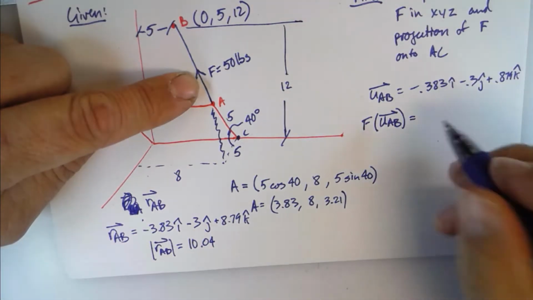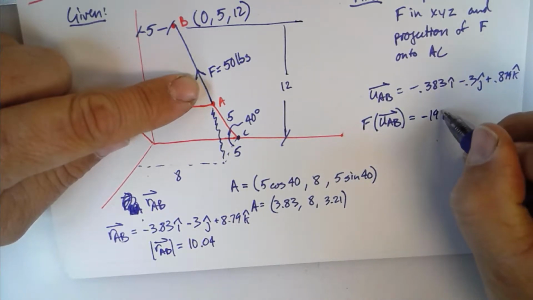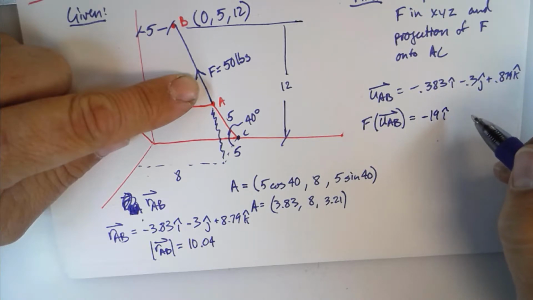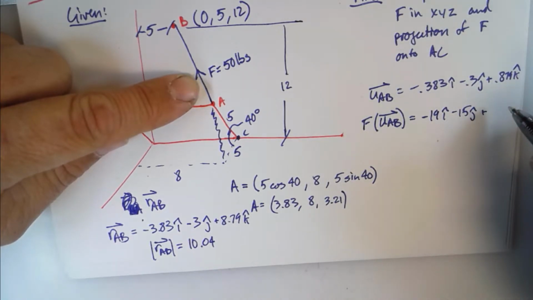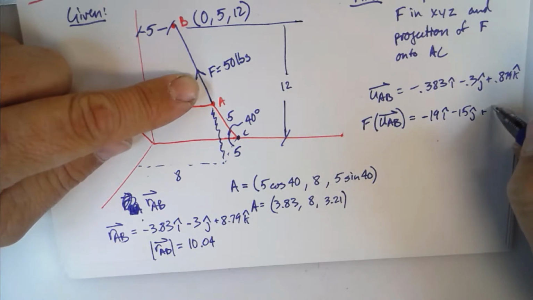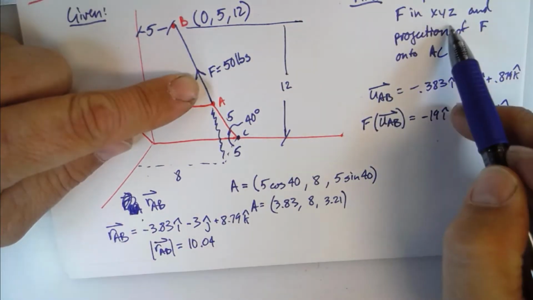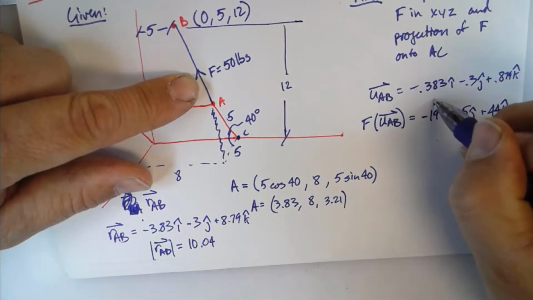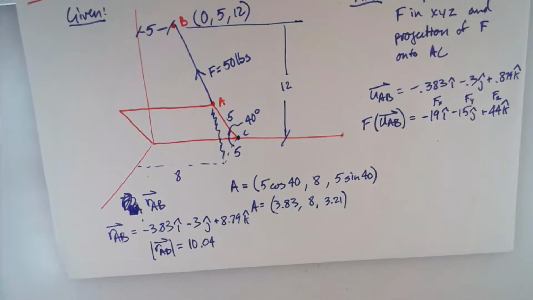Okay, so 50 times 0.383, negative 19 i hat. 0.3 times 50, negative 15 j hat plus 44 k hat. All right. So now we know the components of F in the x, y, and z. This would be F sub x, F sub y, and F sub z. That's what we did on Wednesday.